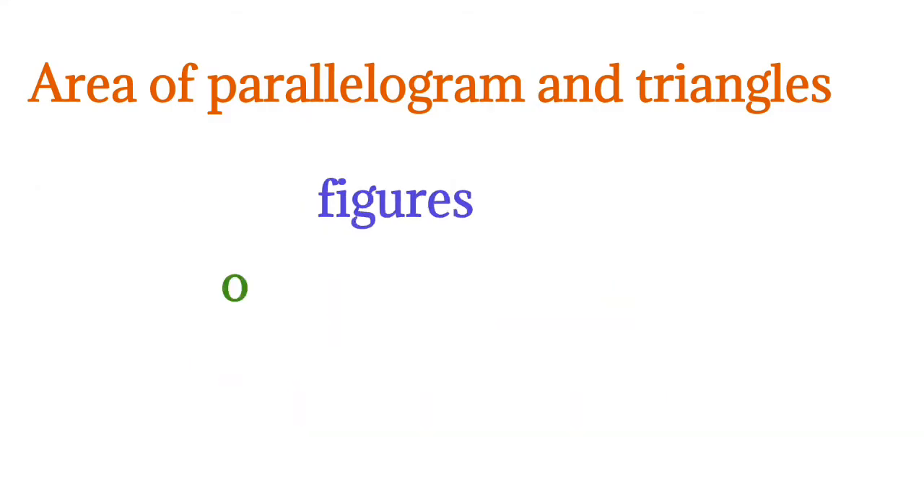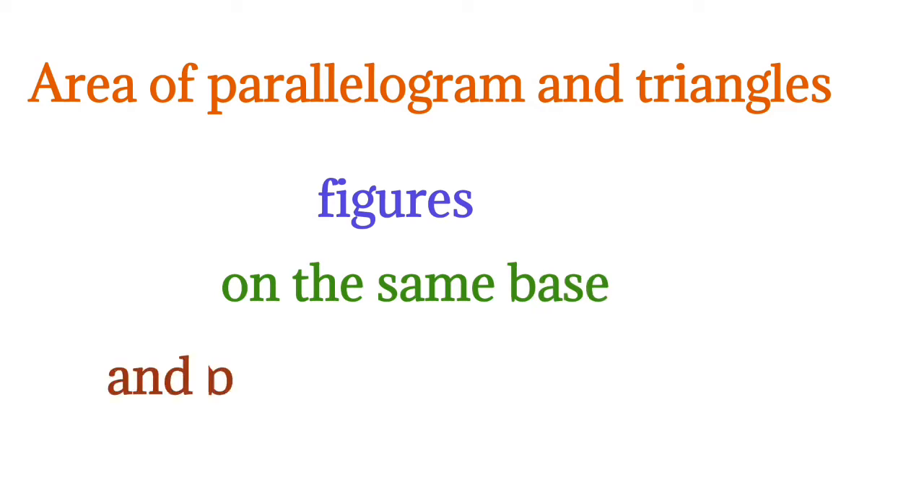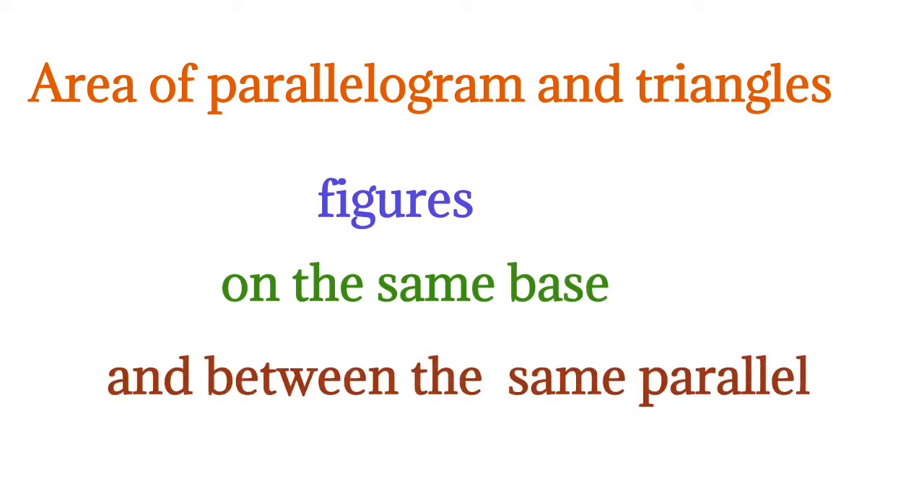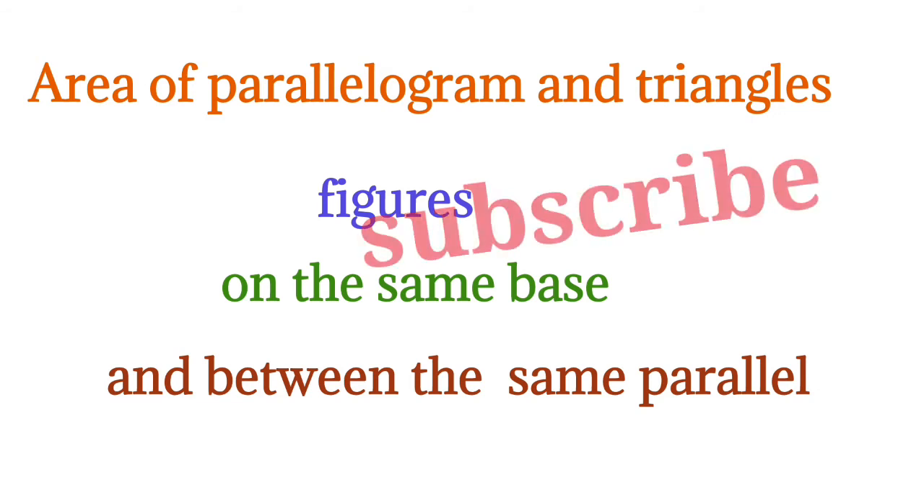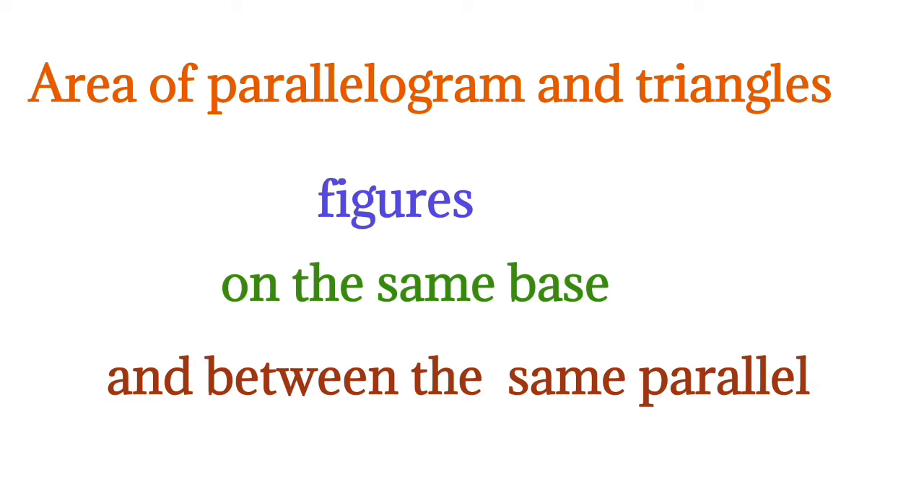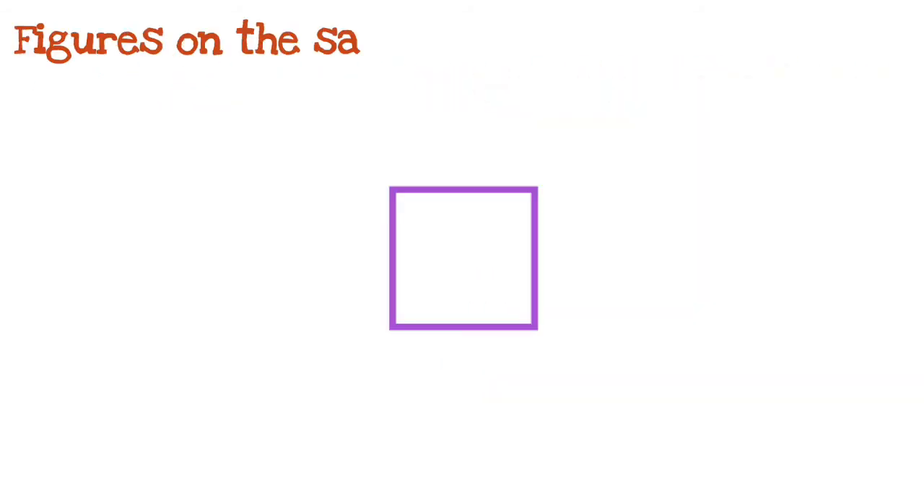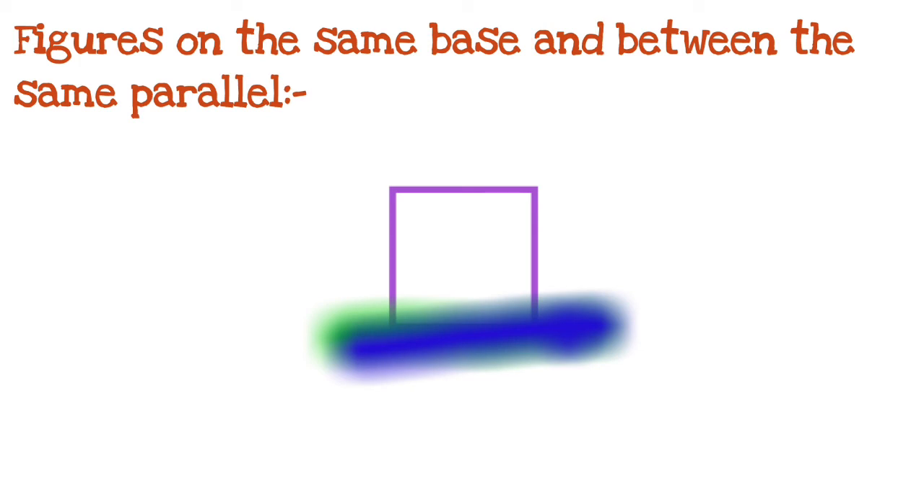Figures on the same base and between the same parallel. You can easily understand this while reading the heading. You know very well about figures, any two-dimensional figures. But in this chapter, we are talking about only triangles and parallelograms. On the same base, nothing but the downside, and between the same parallel.